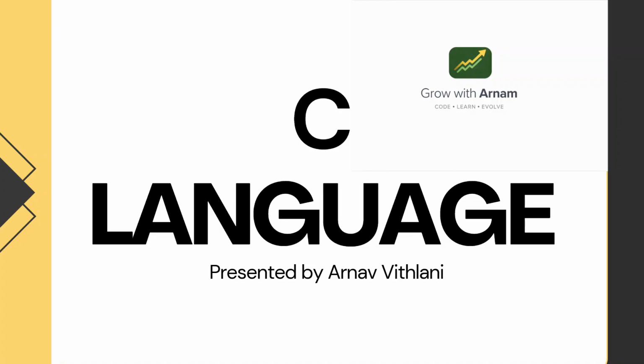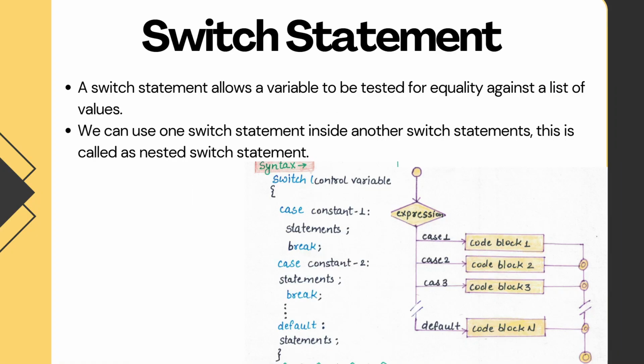Switch statements and conditional operators. Switch statement. A switch statement allows a variable to be tested for equality against a list of values. We can use one switch statement inside another switch statement. This is called a nested switch statement.